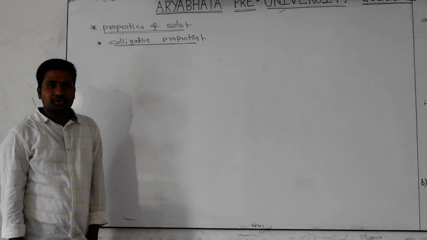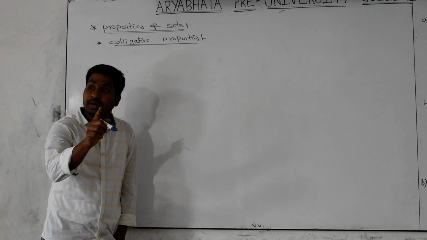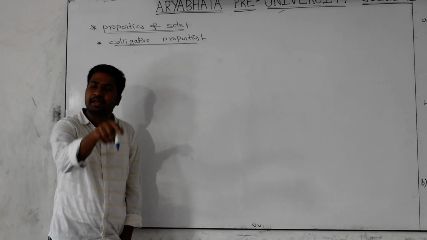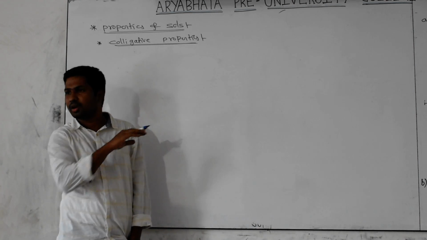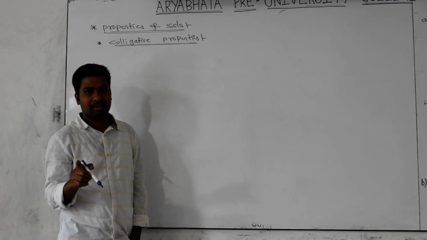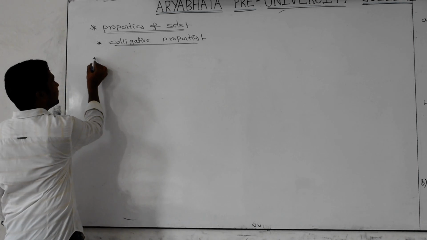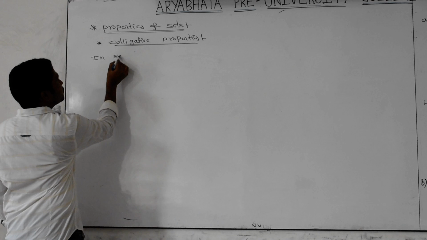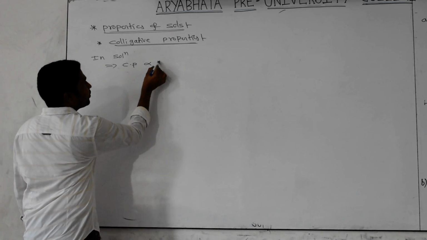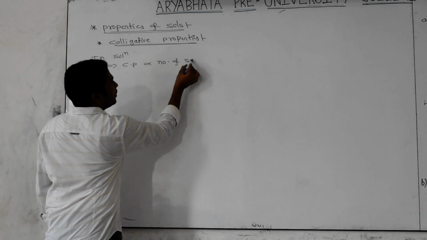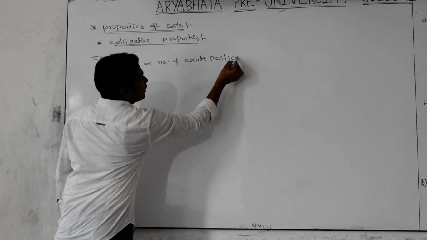Properties of the solution which depend only on the number of solute particles, irrespective of their nature. Bigger, smaller, colorless, chargeless, these are all not a matter. Number is very important. Such properties are called colligative properties. That is what I am writing here. In the case of solutions, colligative properties are directly proportional to which one? Number of solute particles. Did you get it now?